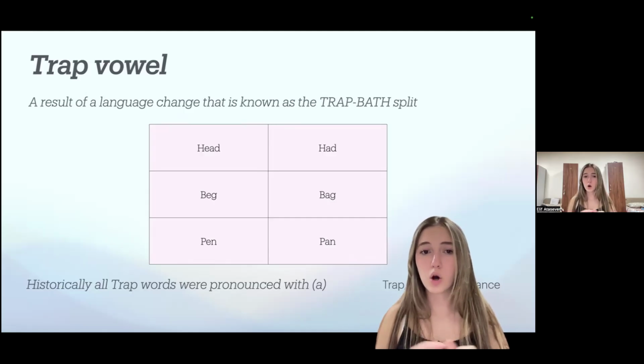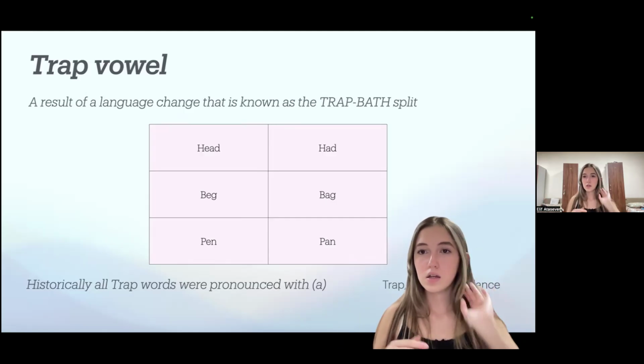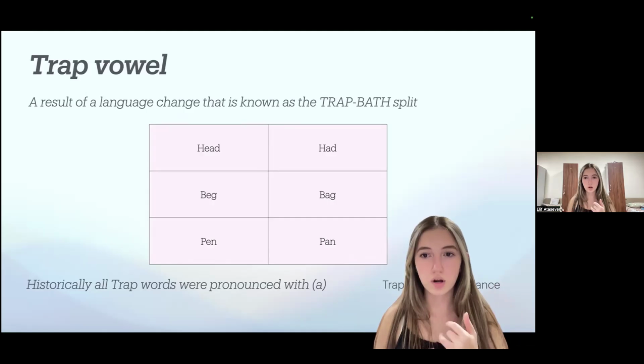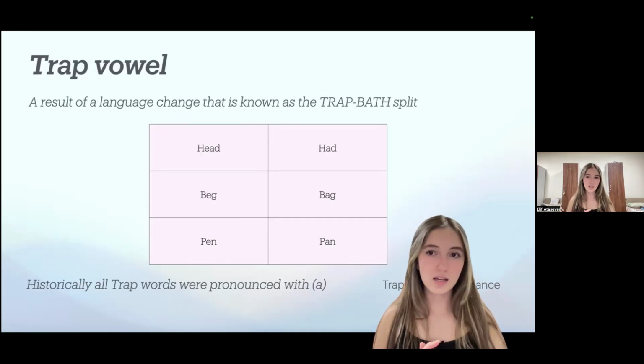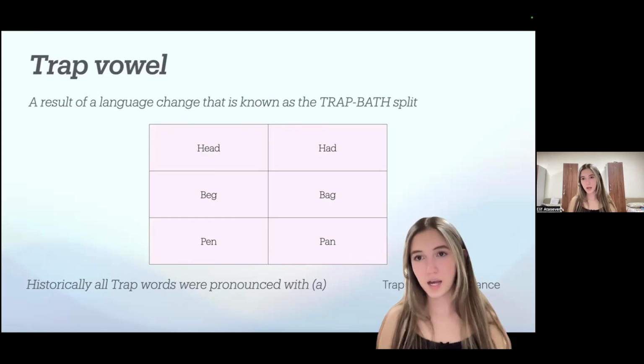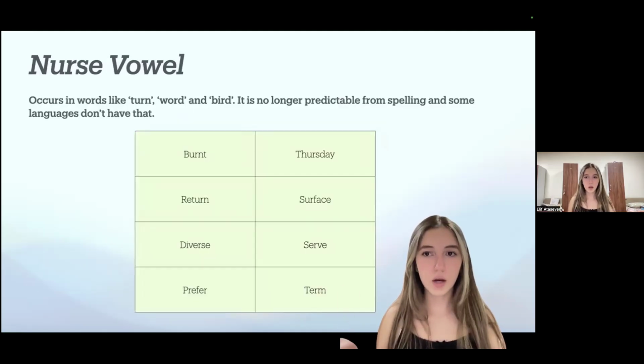And historically, all trap words were pronounced with ah, so that means British people used to say trap, hunt, bought, and dance, but nowadays they say trap, hand, bat, and dance. But in the United States, they pronounce them like trap, hand, bat, and dance, and I prefer that way, I guess.